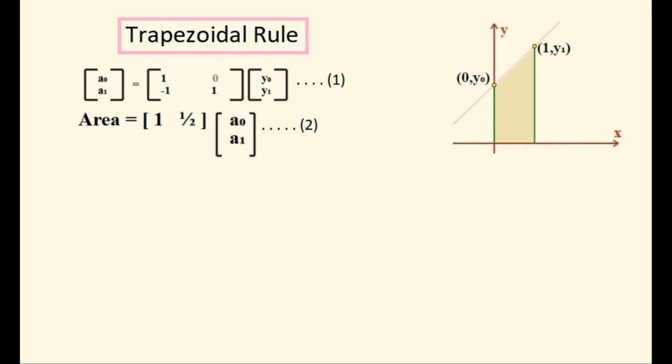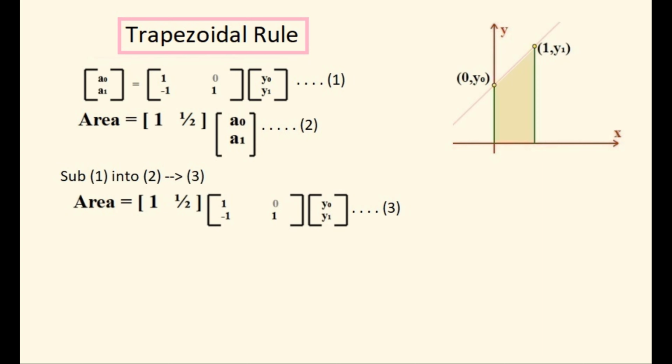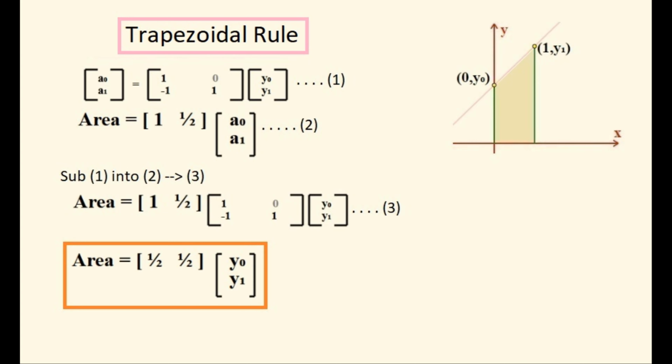And so now we have these two matrix equations, and we have to use these to find the area of the segment in terms of the heights of the function, y0 and y1. And so we substitute 1 into 2 to give this expression, which is independent of the coefficients of the line. And so after multiplying this vector and matrix together, this gives us the trapezoidal rule for an interval of 1.